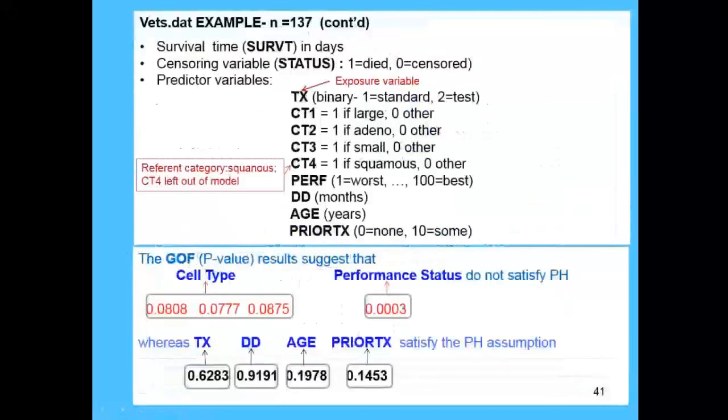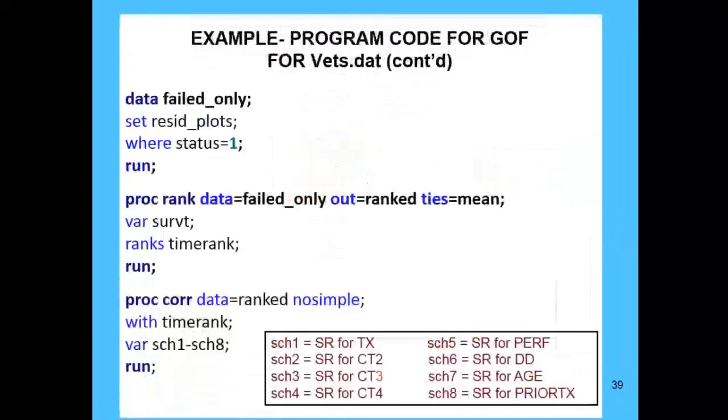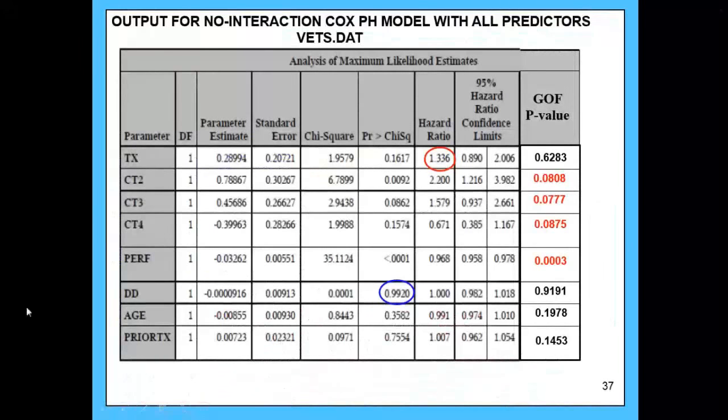It turns out if you go back into this, you notice that the chi-square value for disease duration is 0.9920, and the chi-square value for prior treatment is 0.7554. So both these variables are very non-significant if you just look at them by themselves. Now this is again a shortcut, but I'm going to drop those variables from the model because it doesn't look like they're doing very much.